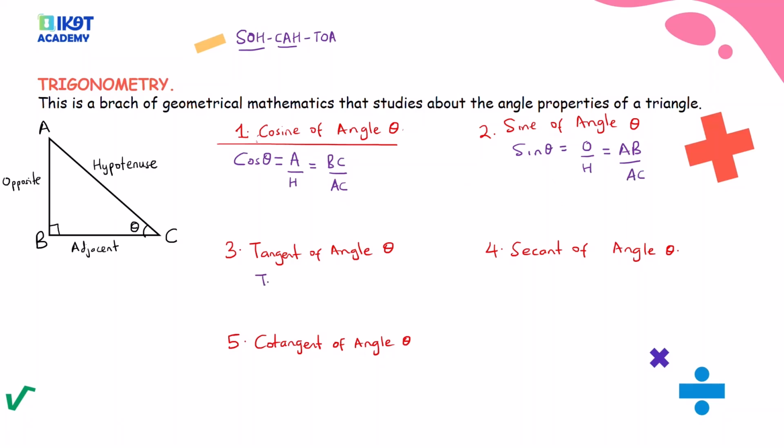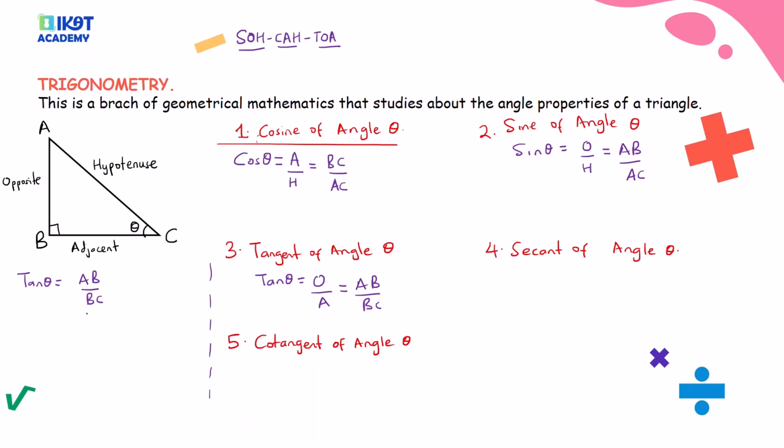Okay, and the tangent, tan theta. When you look at TOA, tan will be opposite out of adjacent. What's the opposite? Opposite is AB. Then what's the adjacent? BC. Now before we go further, we can derive an alternative formula for tan, because we are saying tan theta is equal to AB out of BC. Now we want to get a relationship between tan with cos and sine.